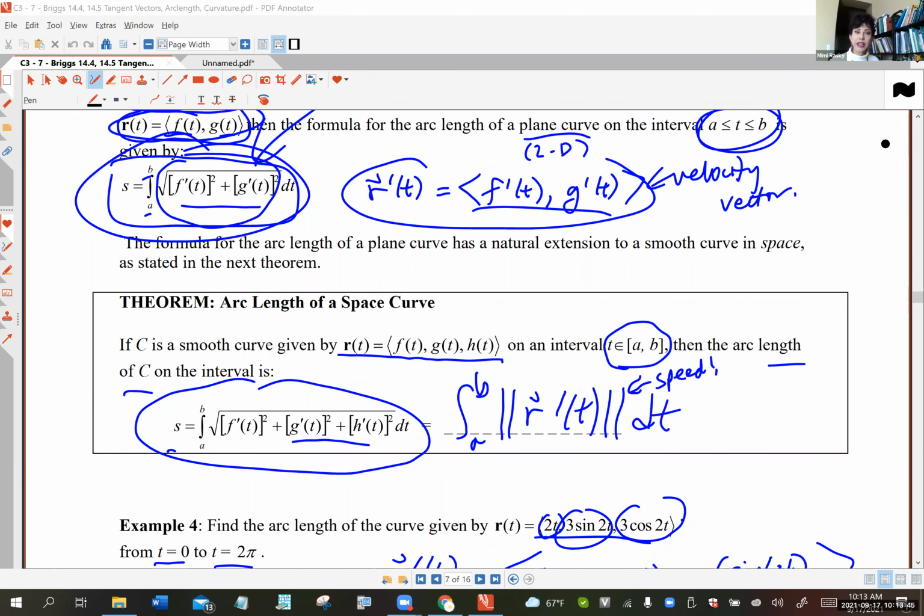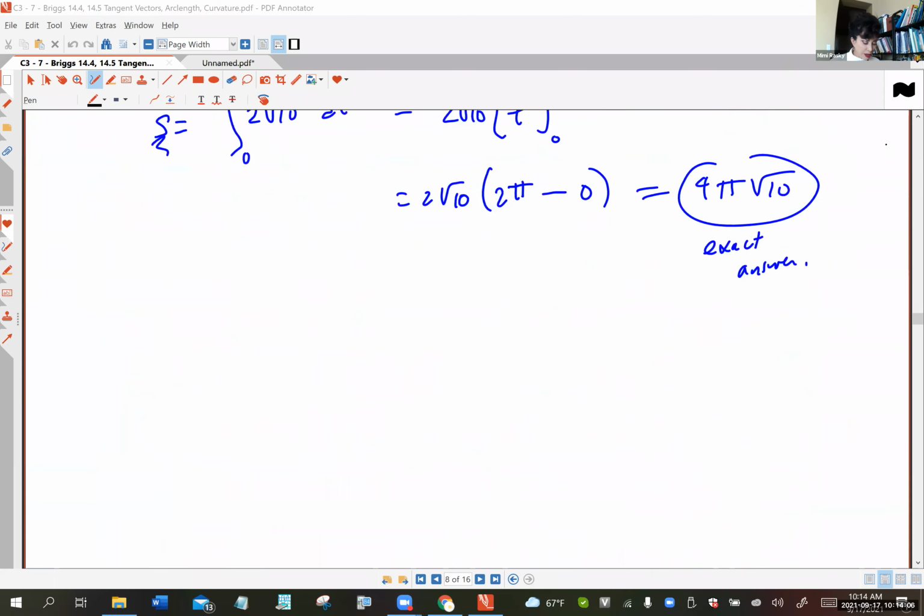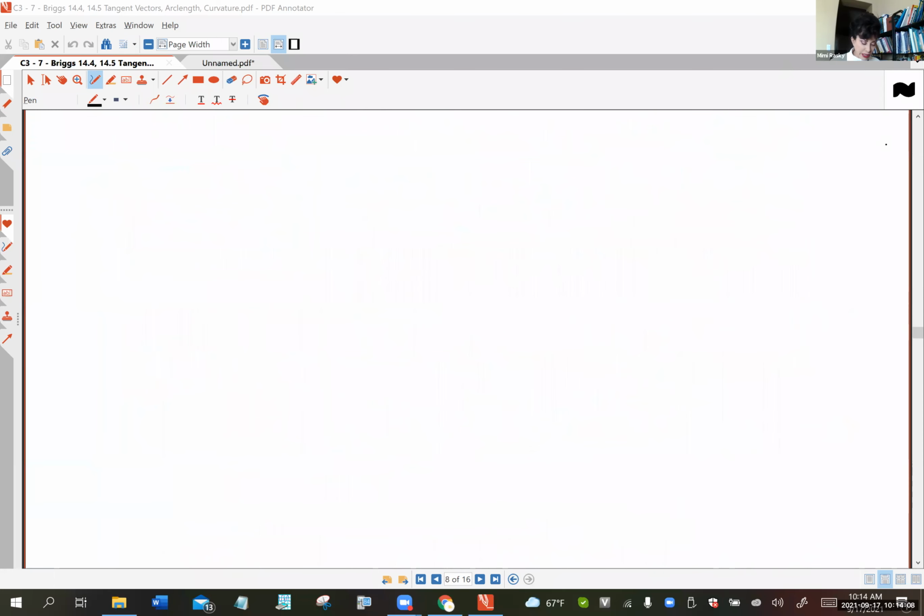Last time we looked at the arc length formula, and the arc length formula is really nice because all it is, is the integral on the interval of speed. Speed is the magnitude of the velocity vector. And so we did a couple of examples, and that was fun. And now we're going to look at an idea called the arc length function.